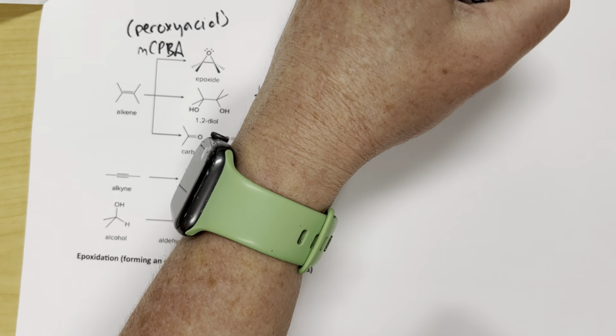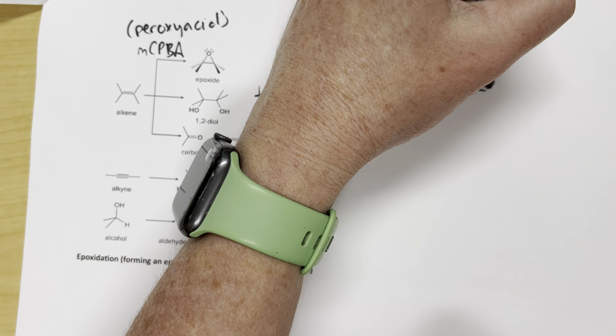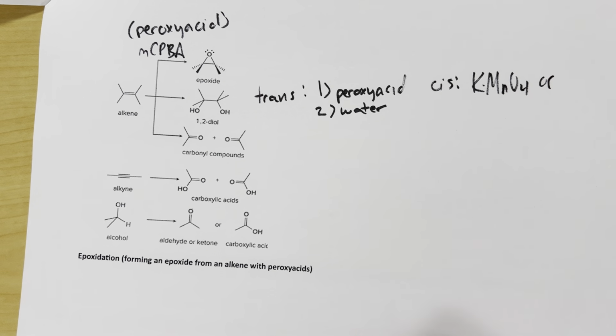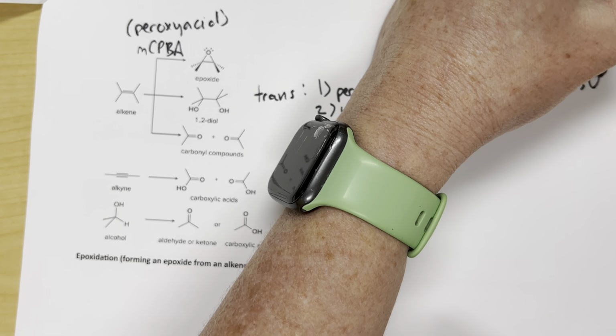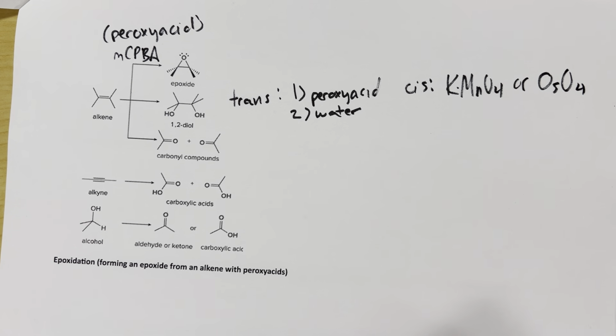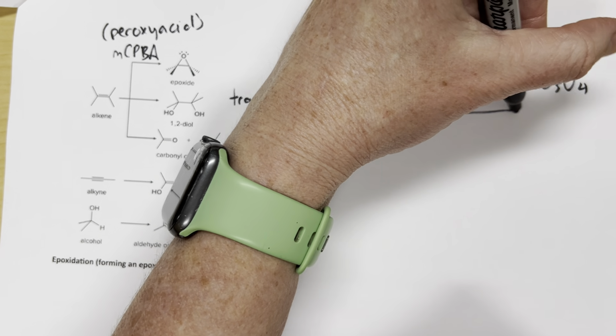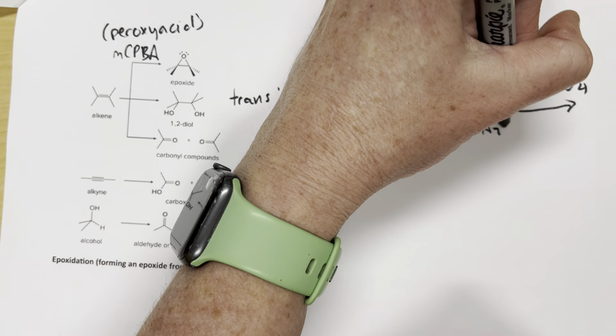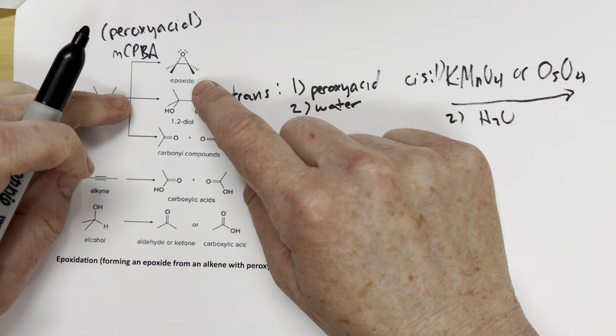If you want it to become a cis diol, you're going to use KMnO4, permanganate, or this osmium tetroxide that we talked about. You're also going to want to follow this up with water. Okay, so those are for the diols.